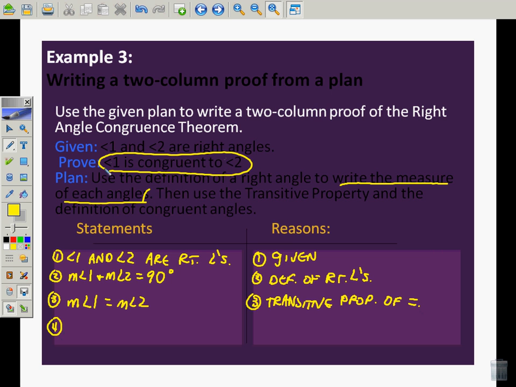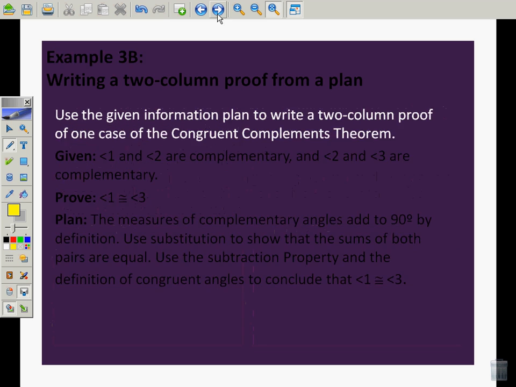So then 4 is a short step. This is what I want. Angle 1 congruent to angle 2. Because the definition of congruent says that if the measures are equal, then they are equal to each other. Okay, so that's how this works. We're going to use these plans to formulate our proofs.